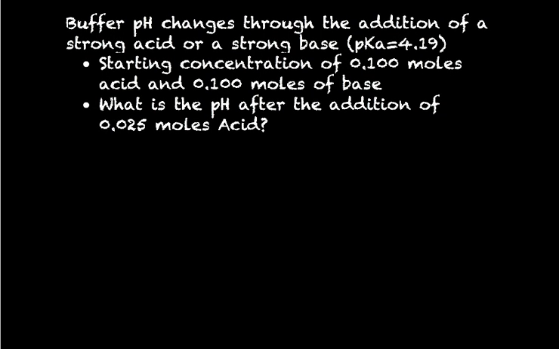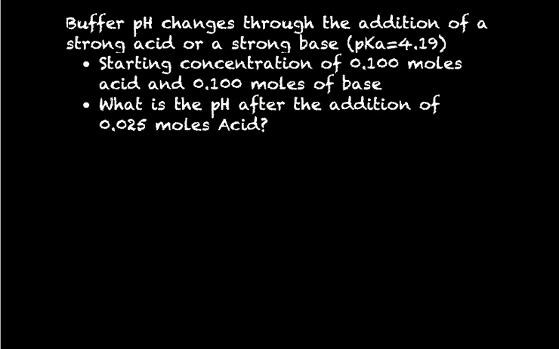Okay. This one reads, buffer pH changes through the addition of a strong acid or a strong base. The pKa given is 4.19. Our starting concentration of acid is 0.100 moles, and we have 0.100 moles of base. We need to find the pH after the addition of 0.025 moles of acid.